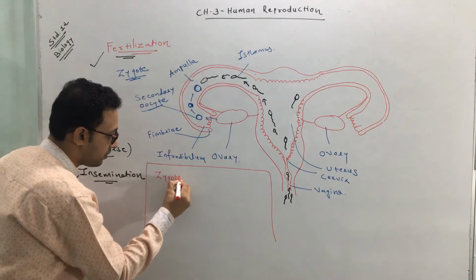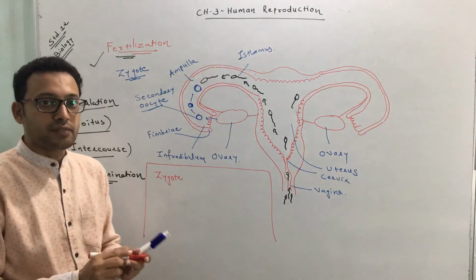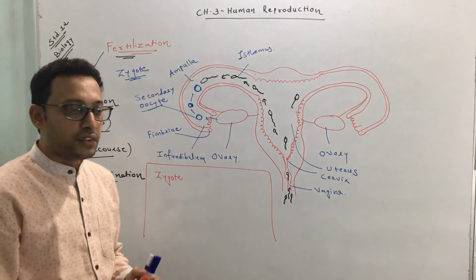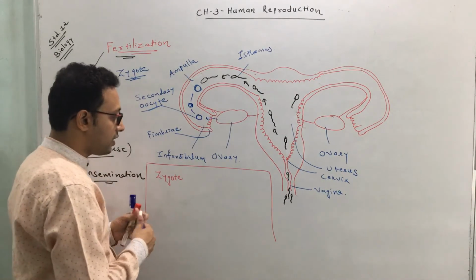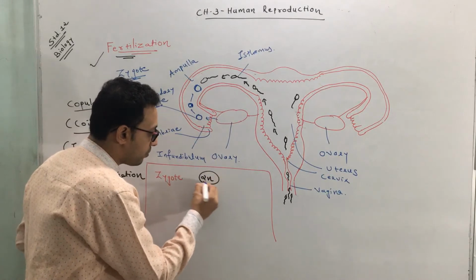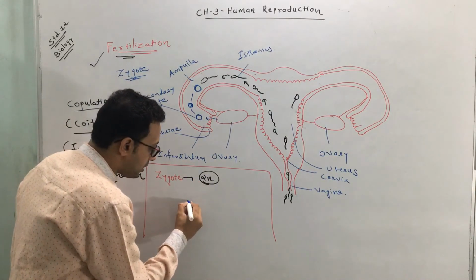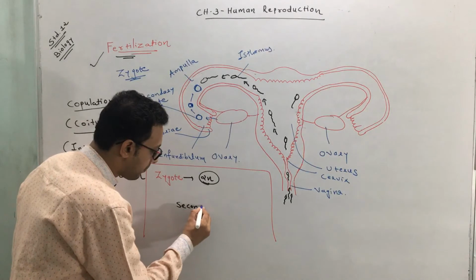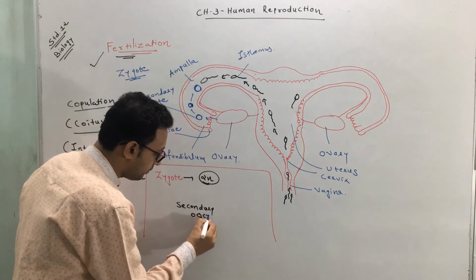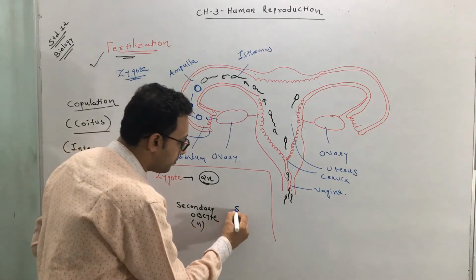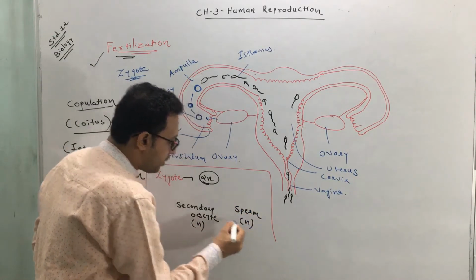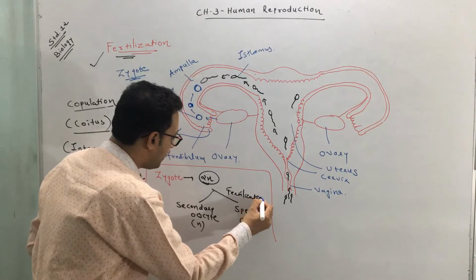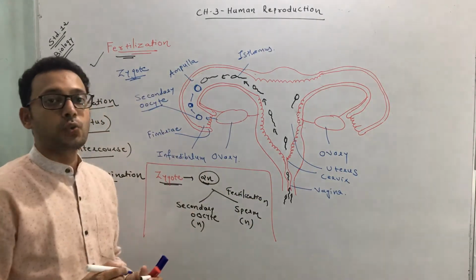Now the nucleus of the sperm and the nucleus of the secondary oocyte fuse together. So you know that the nucleus of a zygote contains 2n number of chromosomes. How does it become 2n? Because the secondary oocyte, or ovum, contains n number of chromosomes, and the sperm contains n number of chromosomes. Both fuse together in a process called fertilization, so the resultant zygote has 2n number of chromosomes.